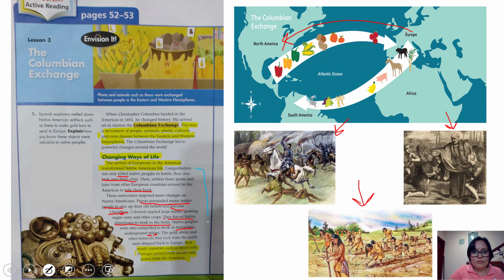All this is what happened to Native people in America. Was it bad or good things? Bad things, right? And this was the result. It was a good result, but for Europe and for countries such as Spain and Portugal. Why? Because they gained wealth or money, and power also because they were controlling the new lands.